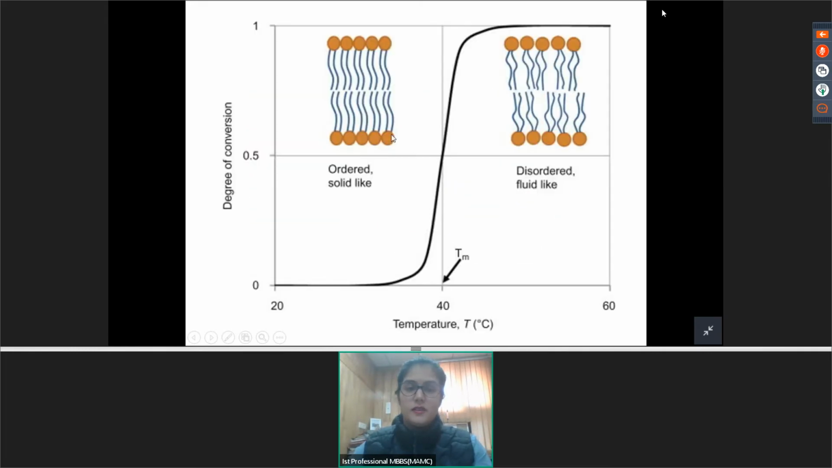So you can see that in this, all the molecules are arranged in a compact, constrained fashion, and this is the liquid ordered state. As the temperature increases, the liquid disordered state is achieved. And what is Tm? Tm is the point at which half of the molecules are in the ordered state and half of them are in the disordered state.